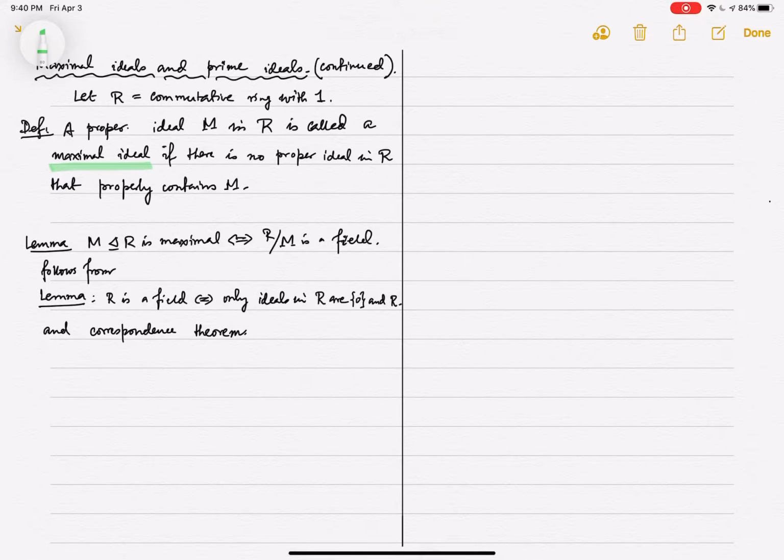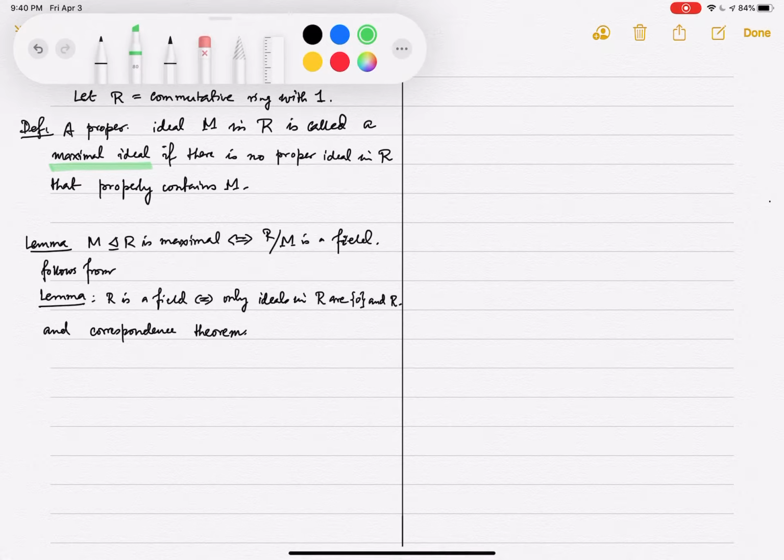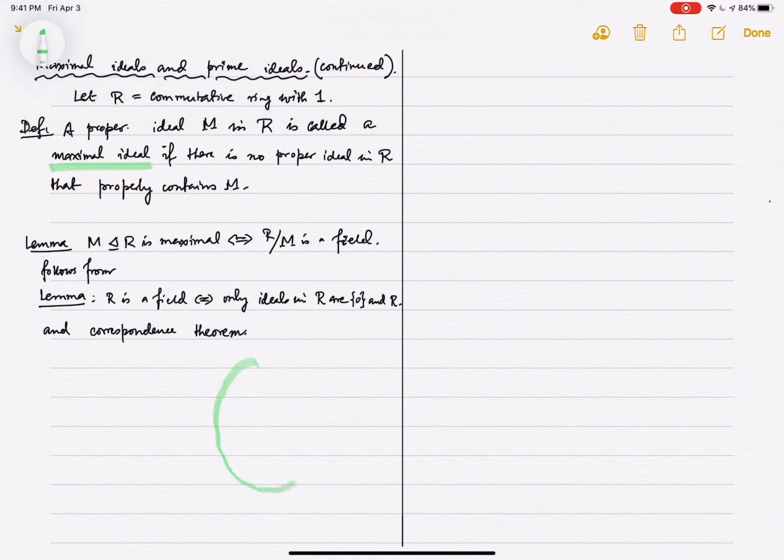M. So you cannot have something that is strictly bigger than M but strictly smaller than R. There is no such ideal. So these are sort of ideals that sit like this. Here is R, here is M, and if you were to find something which is strictly in between, then that guy either better be just M or just R. There is nothing strictly in between.